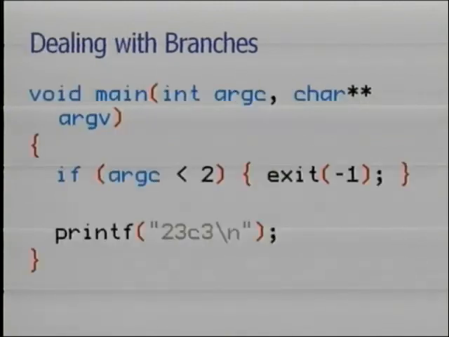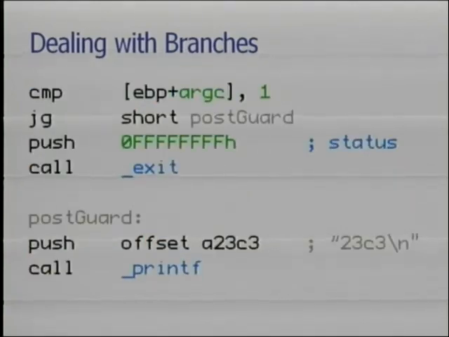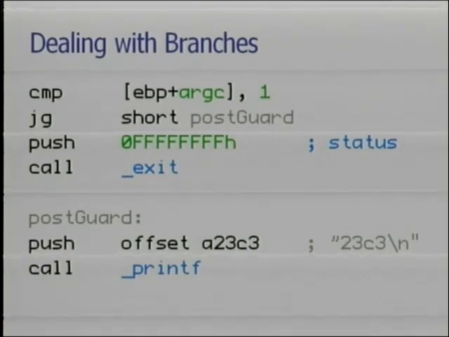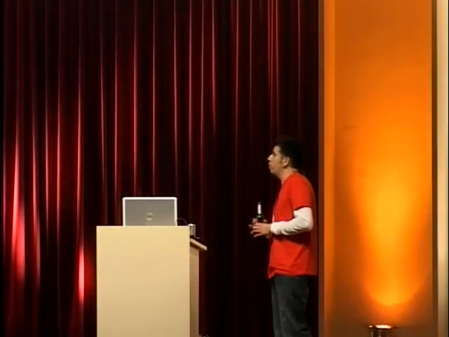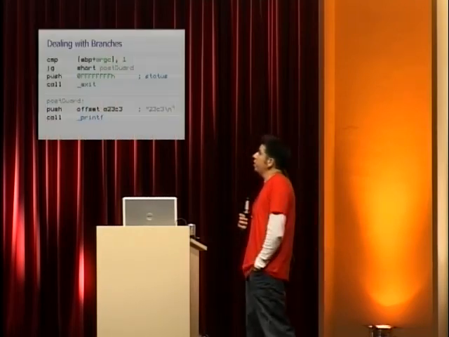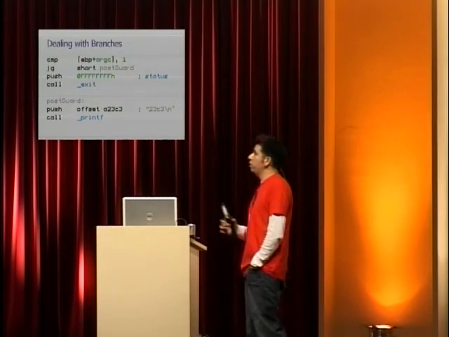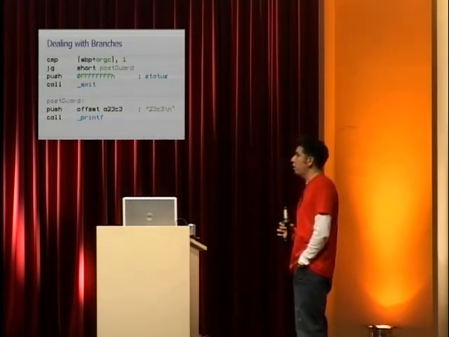So here's an example of just a little bit of C. If there's less than 2 arguments, you exit, and if not, you print 23C3. So if we take a quick look at this in assembly, I've edited out the instructions that don't really apply to the logic, like stack manipulation and whatnot. So in the first line, you're comparing argc with 1, and it says jump if greater, then you're going to jump past the guard. So if it's 2 and above, it's going to jump past the guard. And if it isn't, it pushes -1, which is all Fs, onto the stack, and then it calls exit.